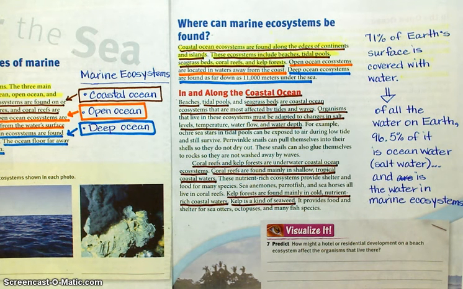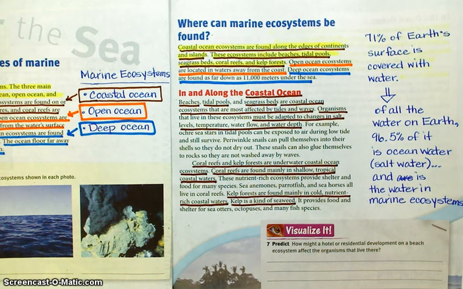Again, beaches, tidal pools, and seagrass beds are all coastal ocean ecosystems, and they are going to be most affected by tides and wave action. Organisms that live in these ecosystems have got to be adapted to changes in salt levels, temperature, water flow, and water depth. Okay, skipping down to the next paragraph.